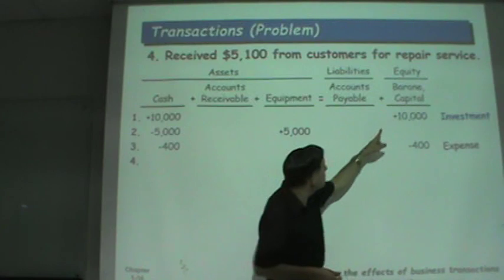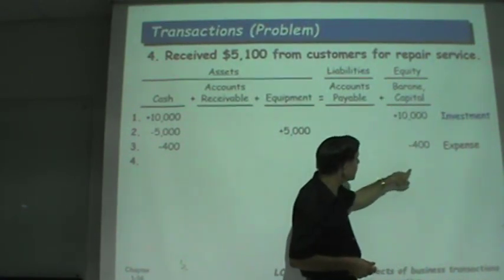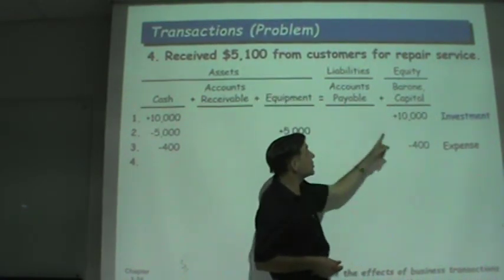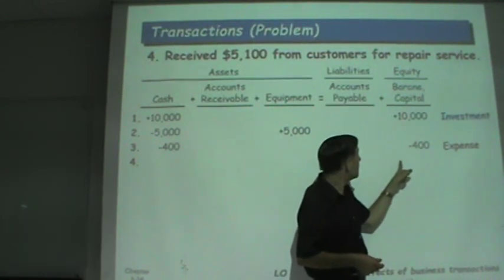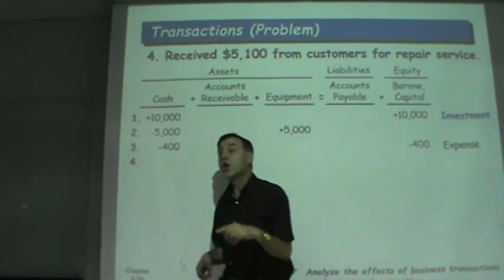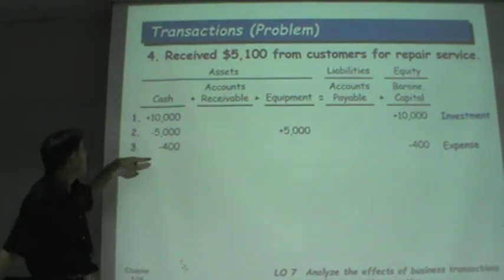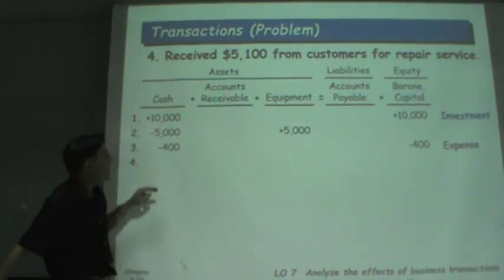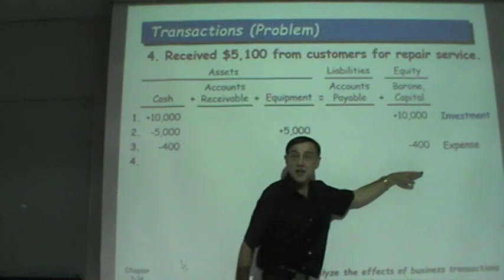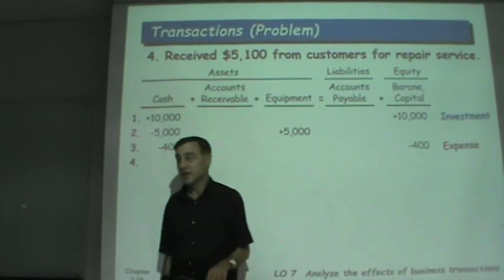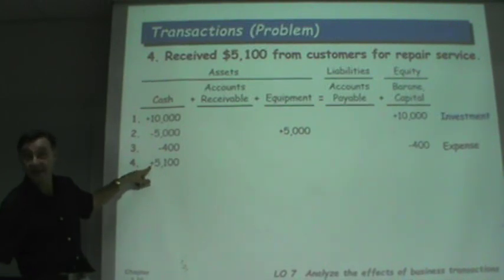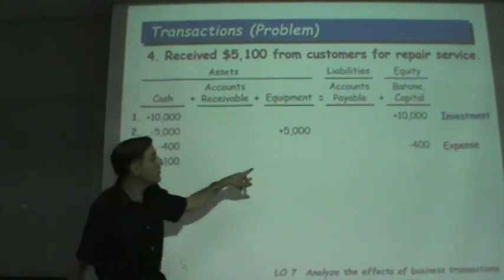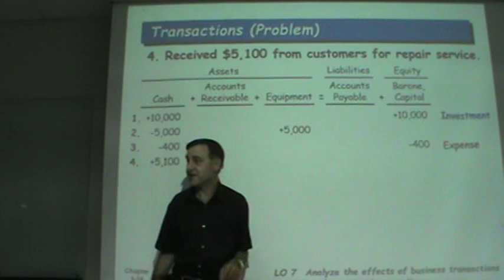And for customer, for service, for repair service, it means it's a service revenue, okay? So, if it's revenue, it should be here plus 5,100 revenue, okay? So, we have a transaction where this is plus and this is plus. Okay, let's see what happened. Cash. Okay, lucky. And then over here, equity plus.